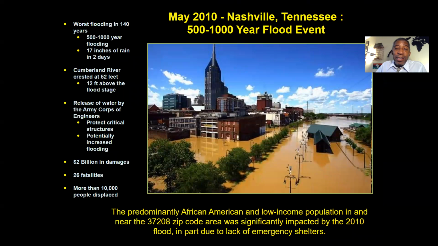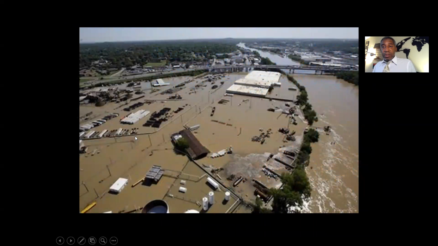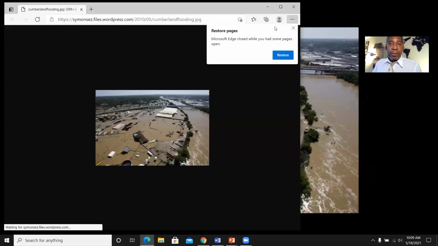So that was in 2009. Well, less than a year later, we had a 500 to 1,000 year flood event in Nashville, the Nashville flood of 2010. You can see some of these stats. Probably the saddest, of course, is that 26 people lost their lives in this flood. The 37208 zip code area was significantly affected and impacted. You can see some of these images from the flood.